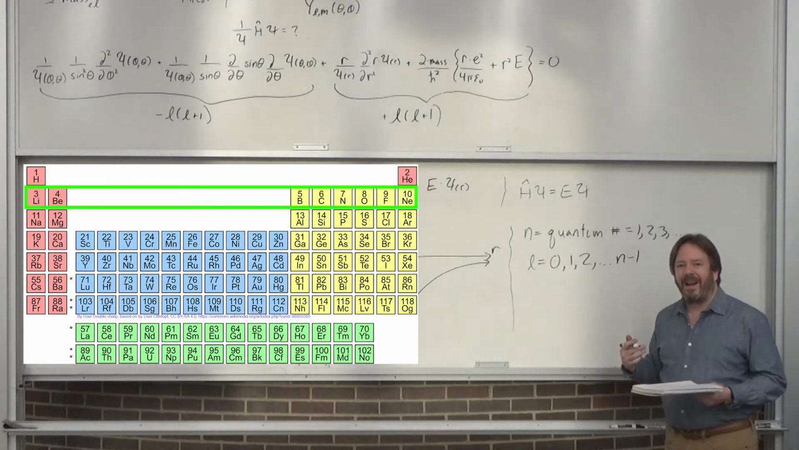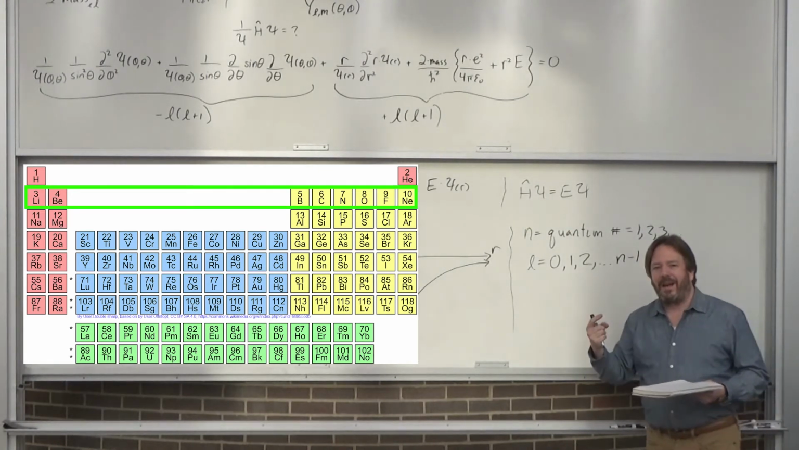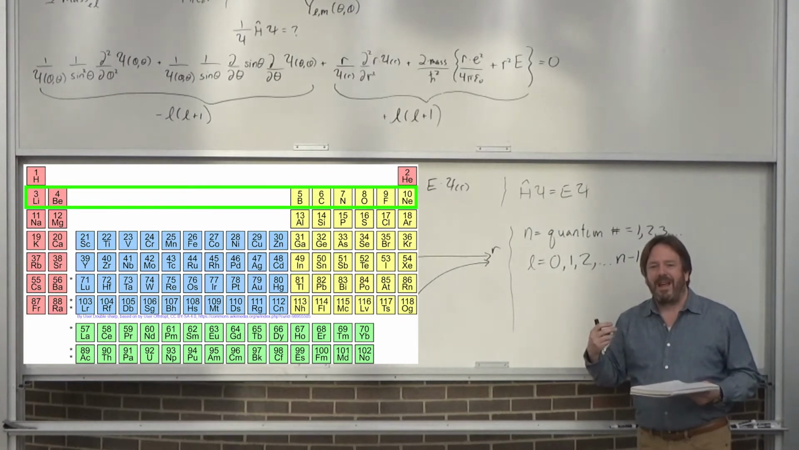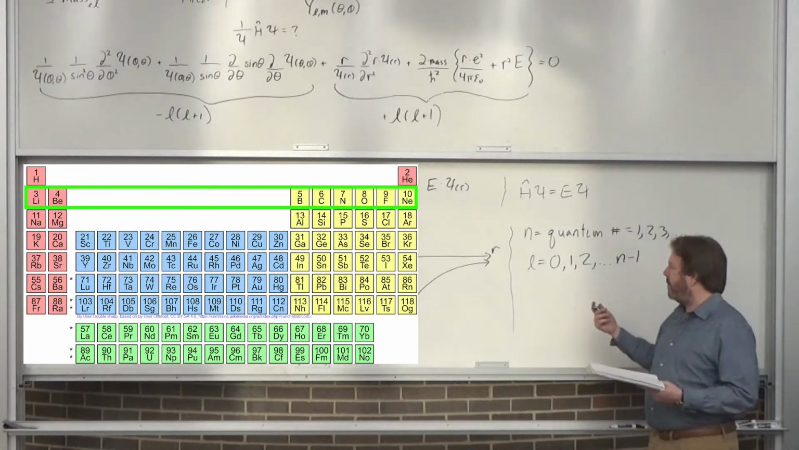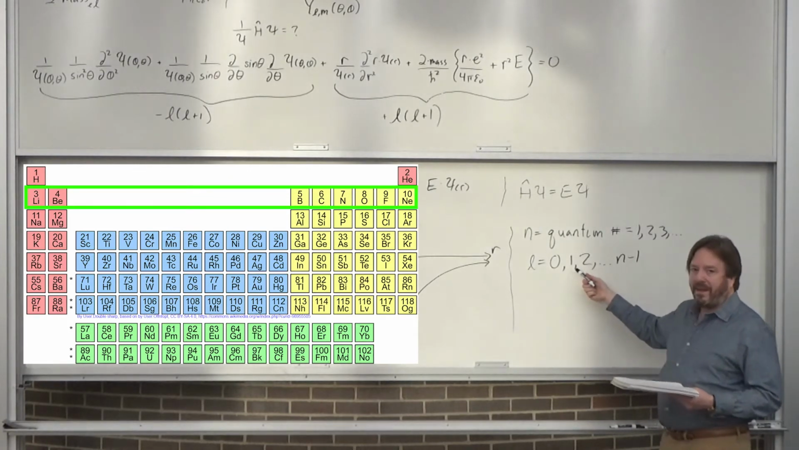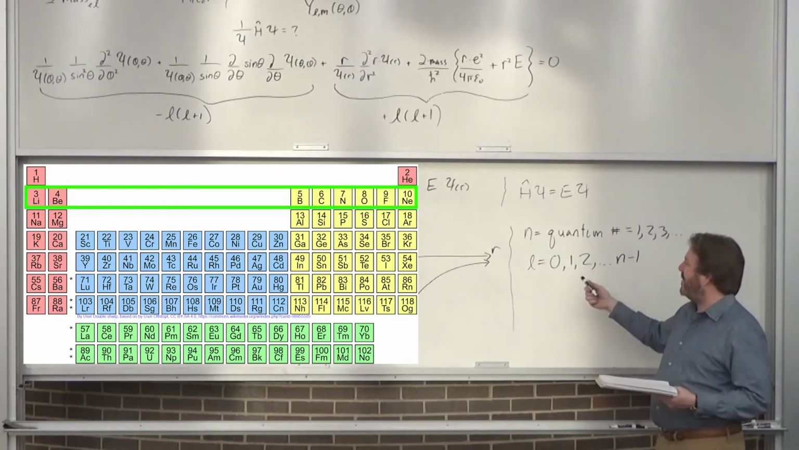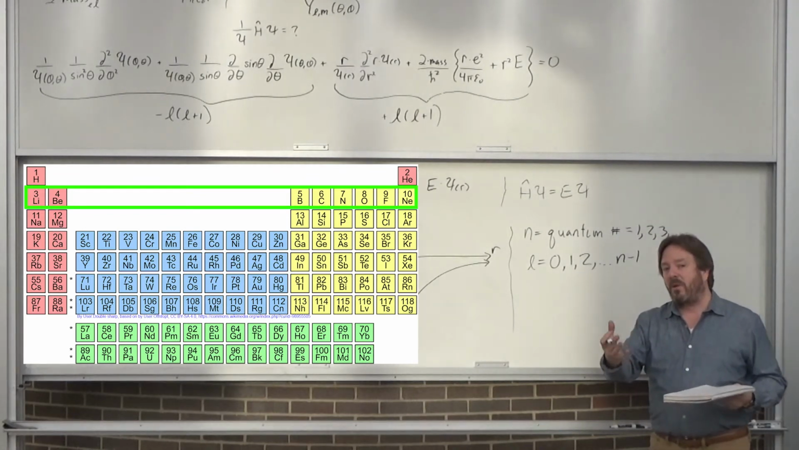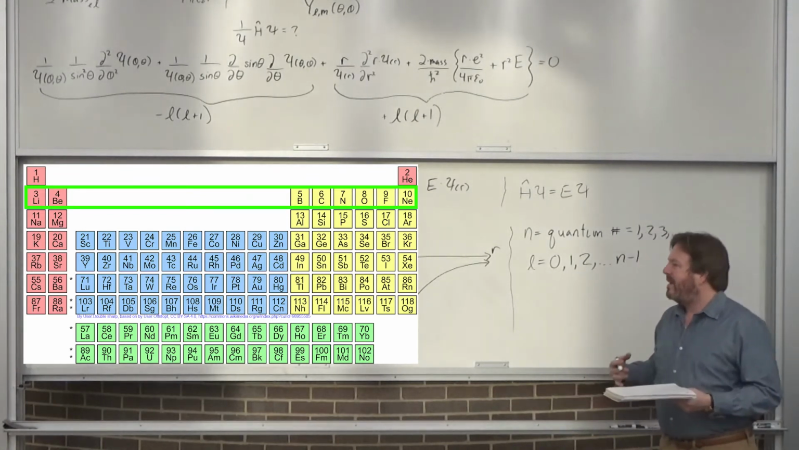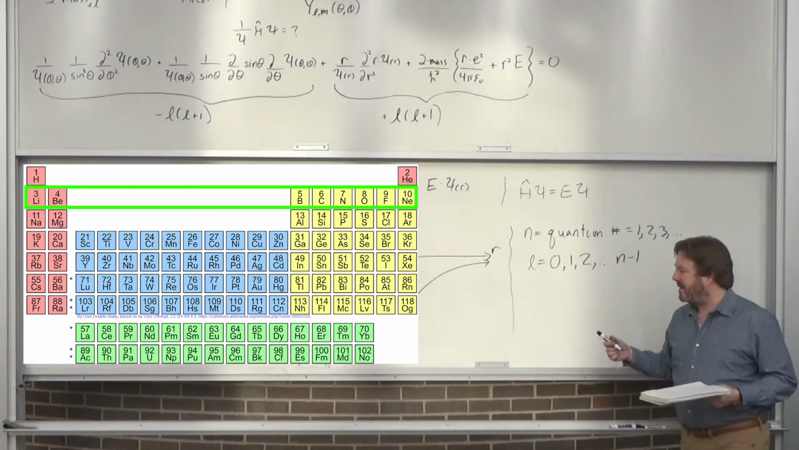You have 8, right? You have 2s with 2 electrons, and then you've got 3 p's and 2 of those. So you have a total of 8 possible states, right? Px, py, and pz, and you all know that there are 2 electrons per orbital, so that's why there are 8 entries.